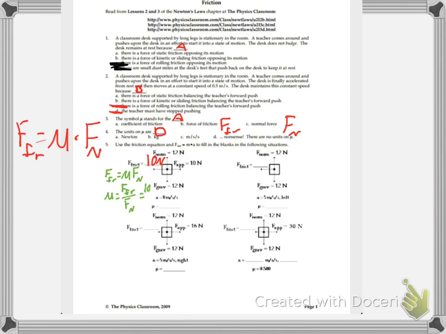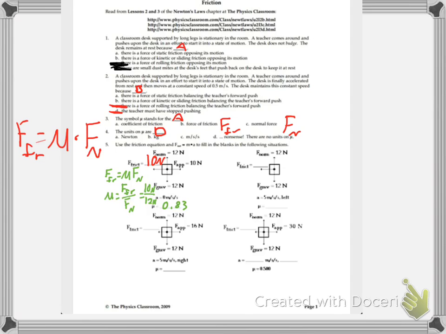If friction is 10 newtons and the normal force is 12 newtons, that means that mu must equal 0.83. Or no newtons on there, I apologize. 0.83 is mu.